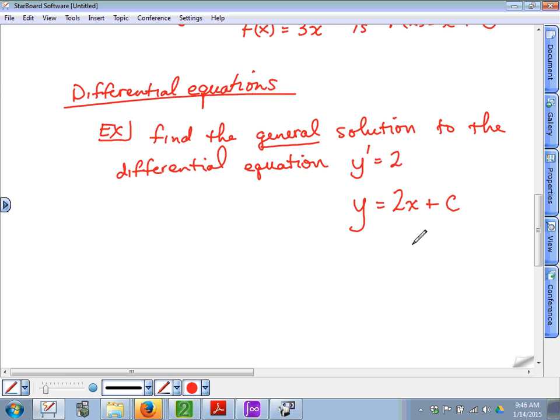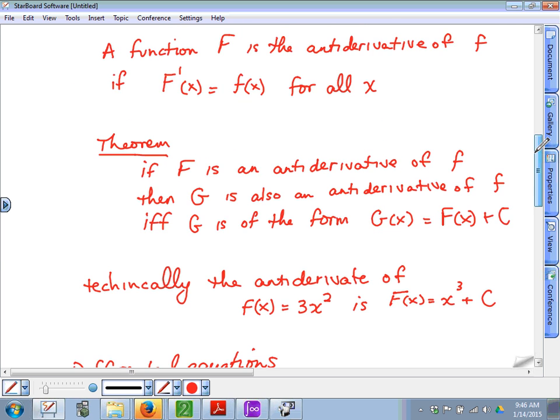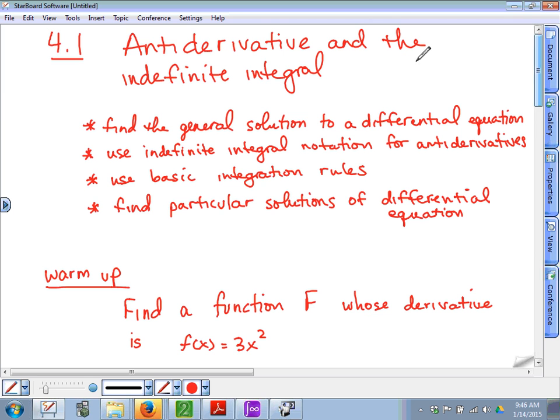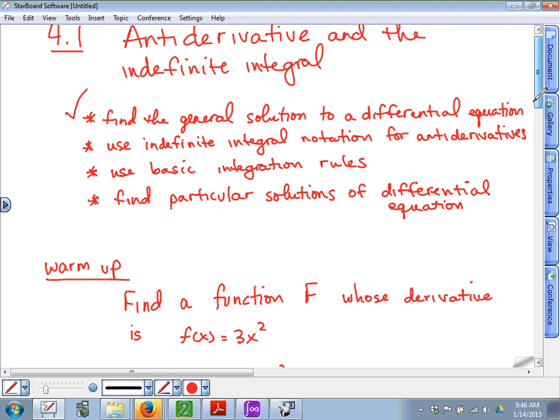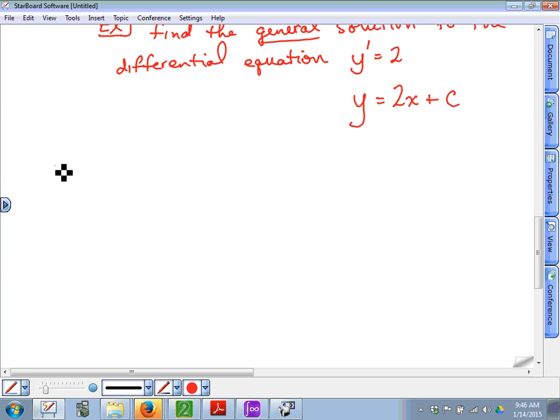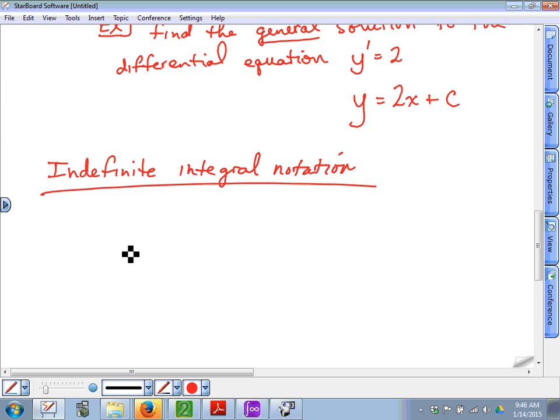So, what was the second objective? We did objective 1, find the general solution. We move on to objective 2? Yes. Okay, objective 2 was indefinite integral notation. Here we go. Alrighty. Indefinite integral notation.